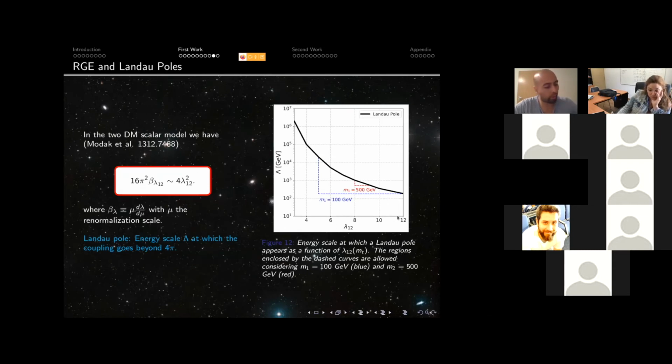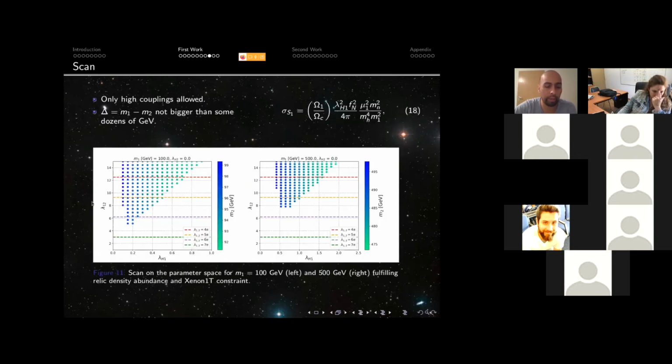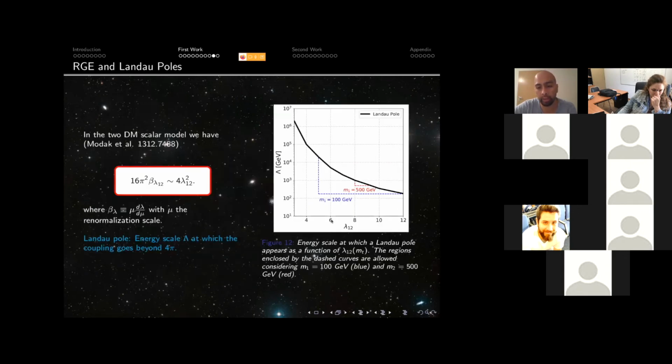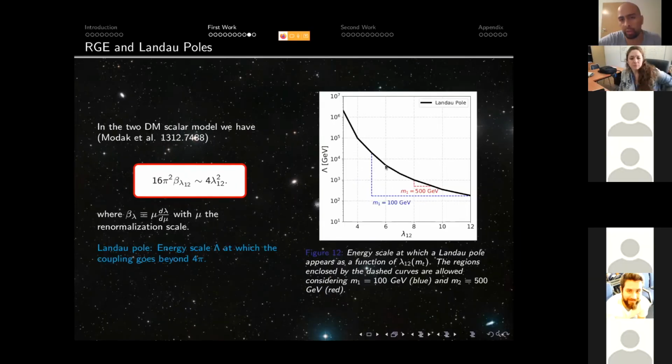And in the right plot, we see basically the maximum scale allowed for the model as a function of λ1,2, before the model passes the perturbative limit, or in other words, gives you a Landau pole. So for instance, as we have seen in the first plot, we have couplings λ1,2 with values of 6, for instance. You can see that if we start from there, you cannot go with this model much above 7,000 giga-electron volts, for instance.